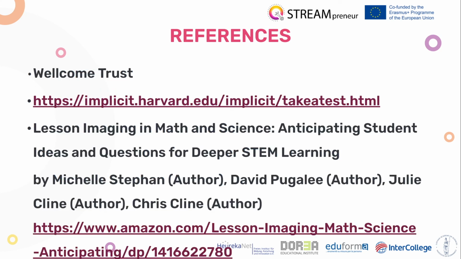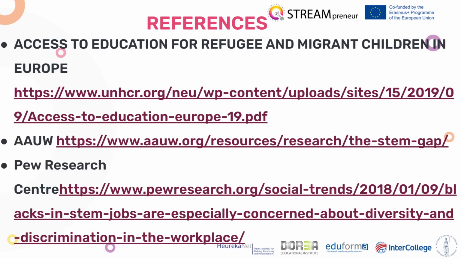Here are some of the references that you can take your time looking at. You've got the Wellcome Trust. A lot of the idea banks came from there. You've got the implicit Harvard study that we talked about. The lesson imaging book, you've got the link right there from Amazon. And some of the papers about inclusivity in STEM.